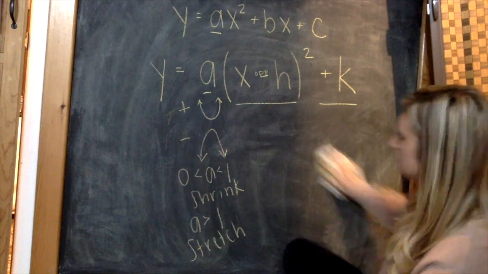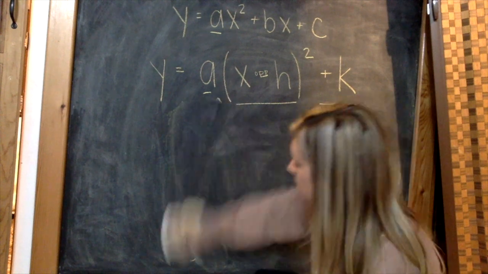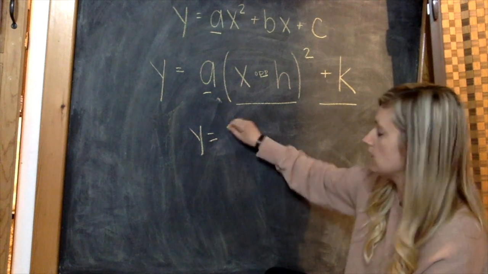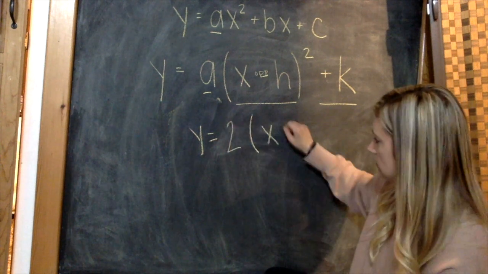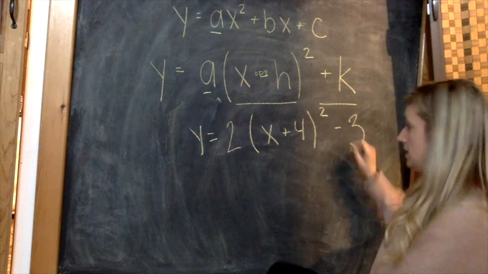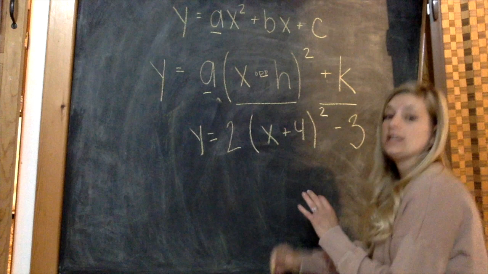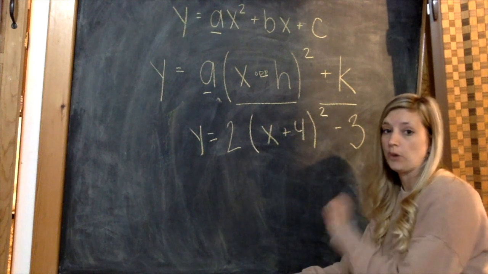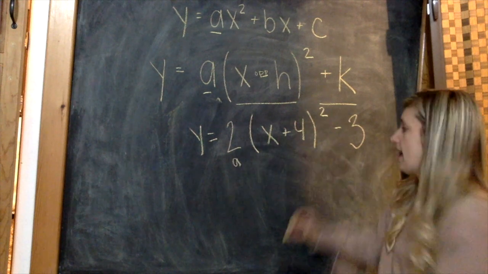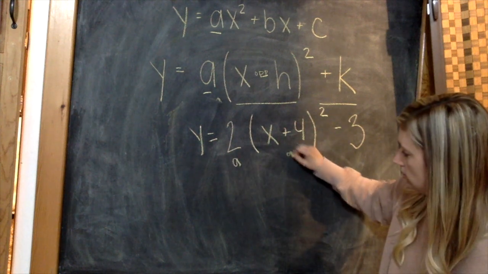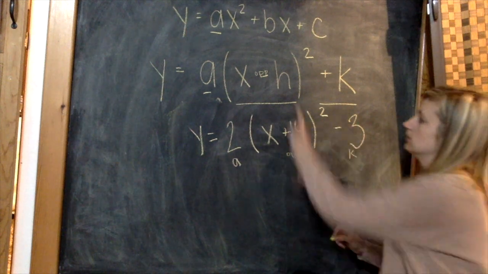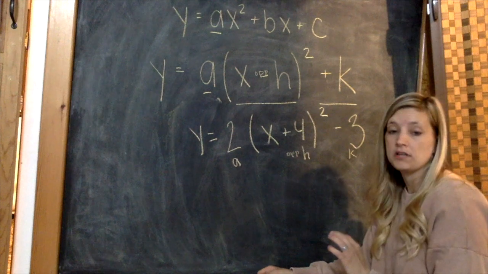Okay, so if I have y equals 2(x + 4) squared minus 3, this is my quadratic equation given to you in standard form. We have A, we have opposite H, and we have K, okay? See how it follows my formula to a T.